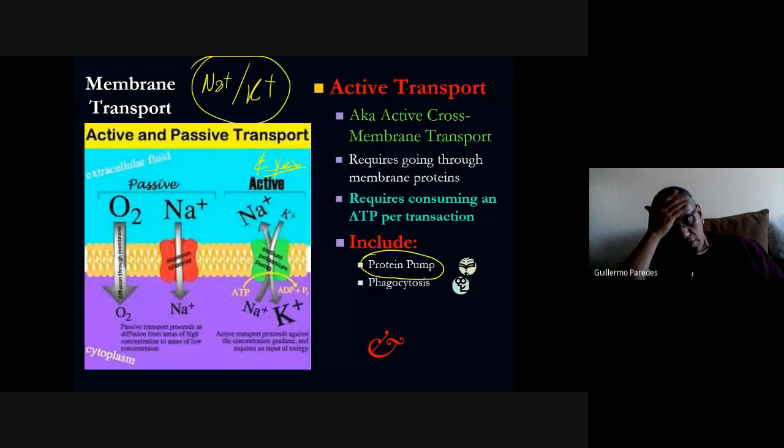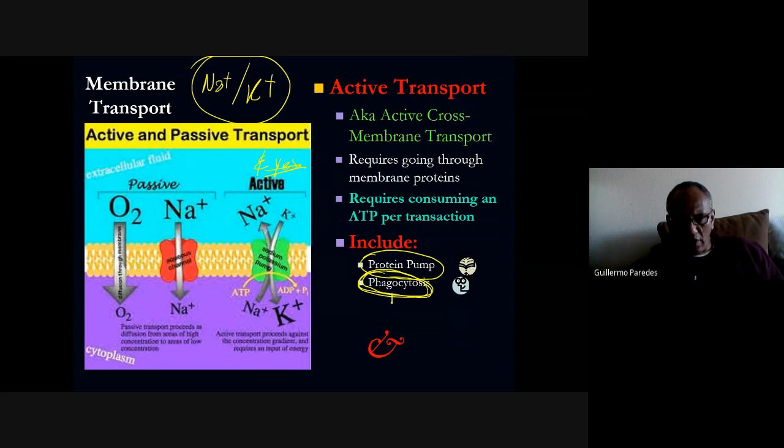Okay, so another example that can be asked in the exam is phagocytosis. What is phagocytosis? Phagocytosis is when the cell is going to eat. For example, here we have a cell, a neutrophil, and here is a bacteria. The second moment will be like this.